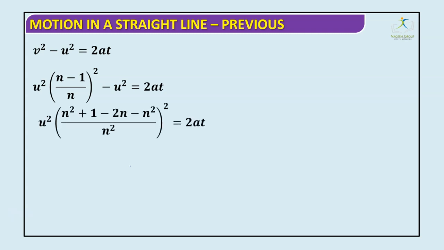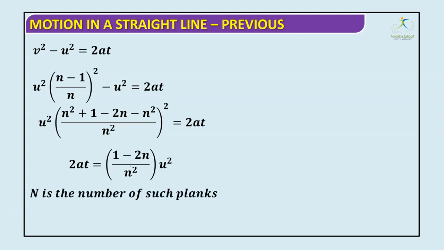So u² I am taking as common. The final result comes (n² plus 1 minus 2n minus n²) by n² equals 2as. So 2as is equal to (1 minus 2n) by n² times u², where n is the number of such planks that 0 minus u² equals 2as into n.